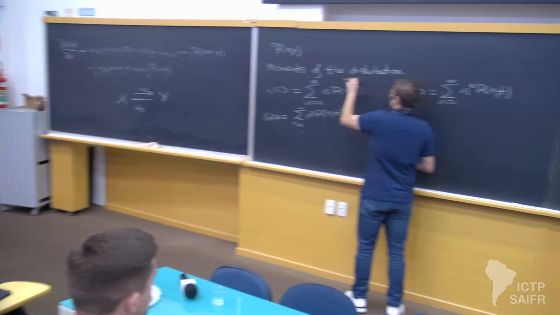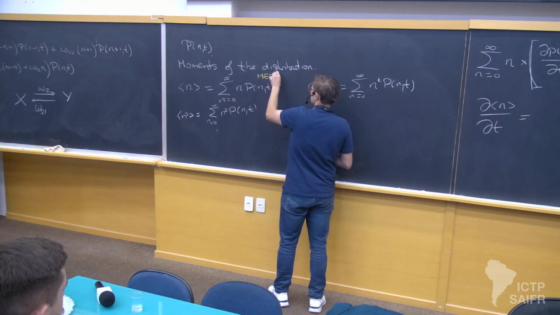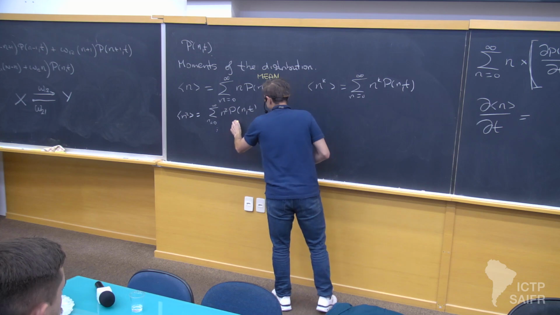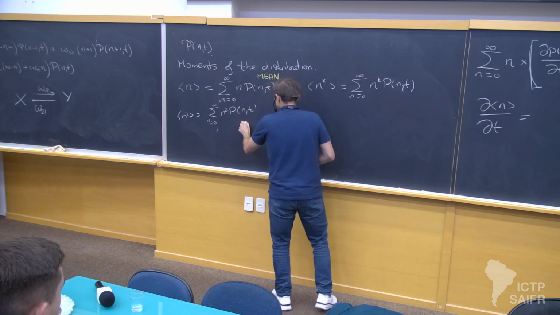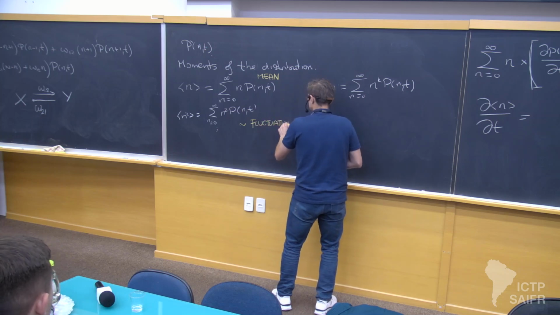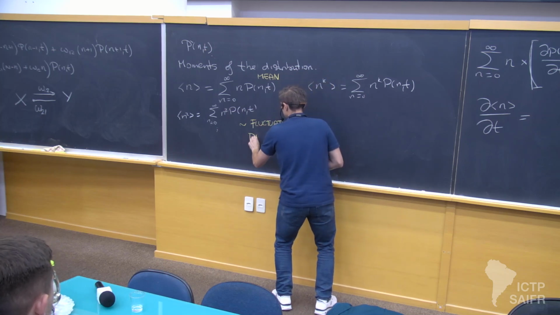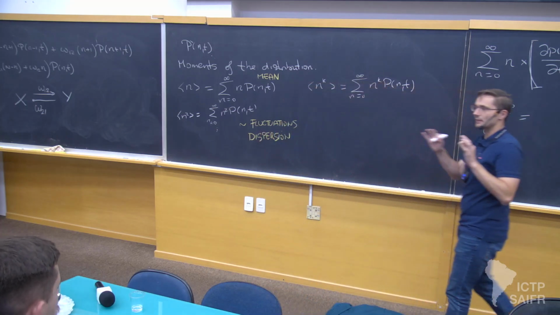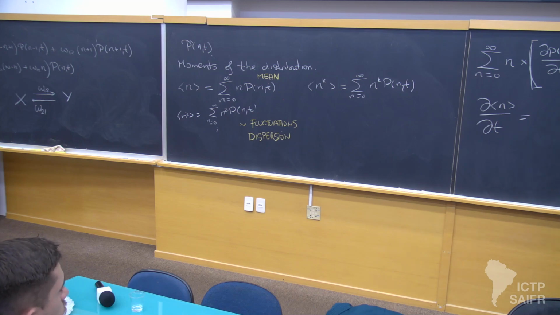So maybe we can write here with words. It is clear that what we are looking for is, in this case, the mean, and let's put here something like a proxy for fluctuations, dispersal or dispersion around the mean. So these are the two ingredients that we are going to try to look for.